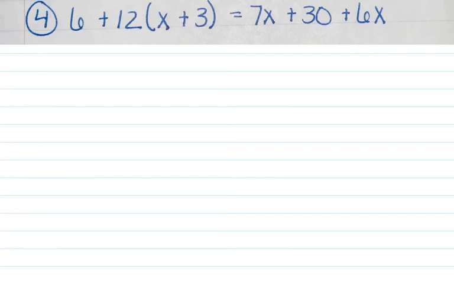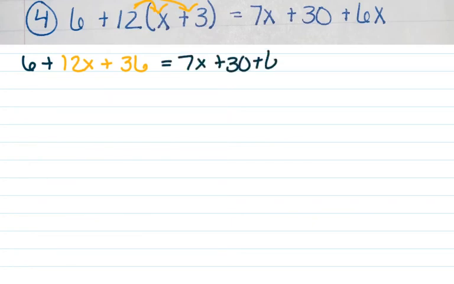Okay, this next problem I do need to distribute. I need to distribute this 12 because I see parentheses, so I'm going to bring everything down I haven't used. So I've got 6. I'm going to write it a little bit further over here. So 6 plus 12x plus 36, because 12 times 3 is 36, equals 7x plus 30 plus 6x.